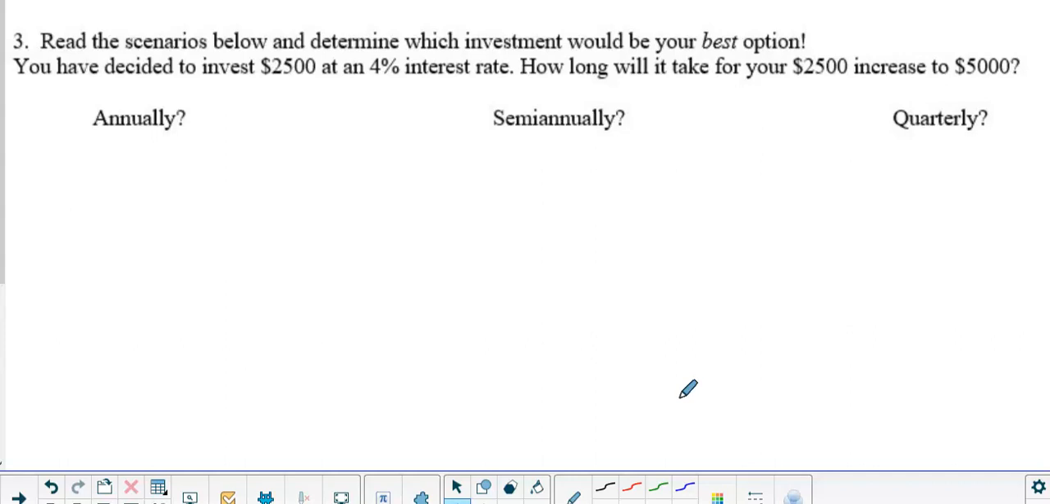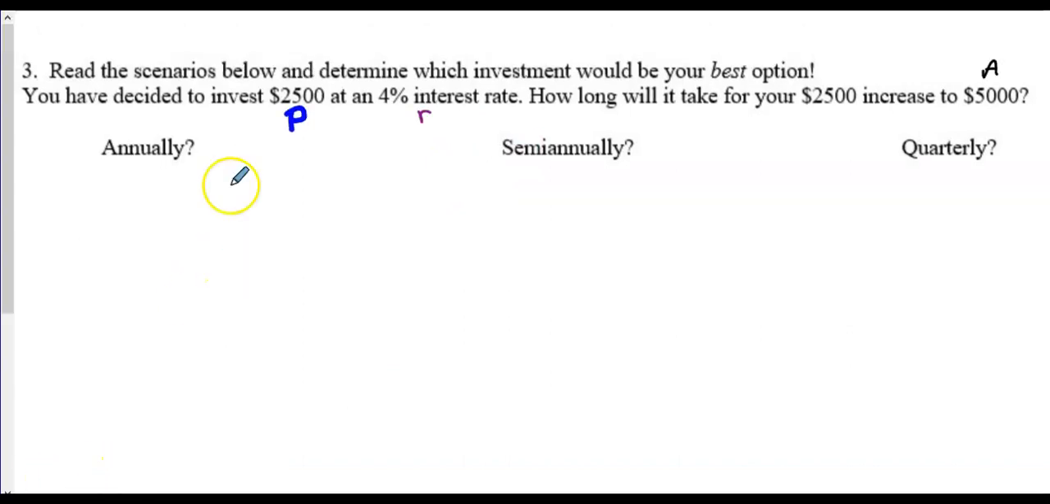Let's look at these different options. I'm going to do 3 at a time, three on a page. So let's look at the amounts that we have here. We're looking at investing $2,500. So that is our principal. Okay, so the $2,500 is the principal. That's the original amount that we invested. And the R is the 4% interest rate, and that's going to be 0.04. The $5,000 is the amount.